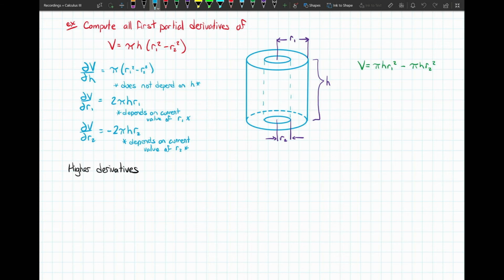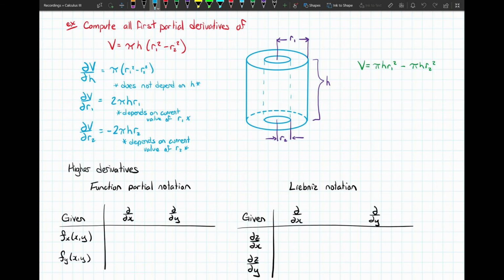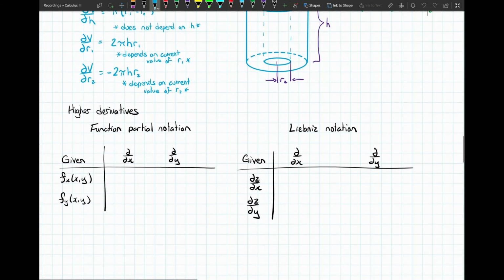For higher derivatives, we already have two major competing notations. We can use function partial derivative notation, or we may choose to use Leibniz notation. It might be best to make a little chart here. Depending on which of the first order partial derivatives we're given, and depending on which of the variables we want to differentiate with a second time, we have different kinds of notations.